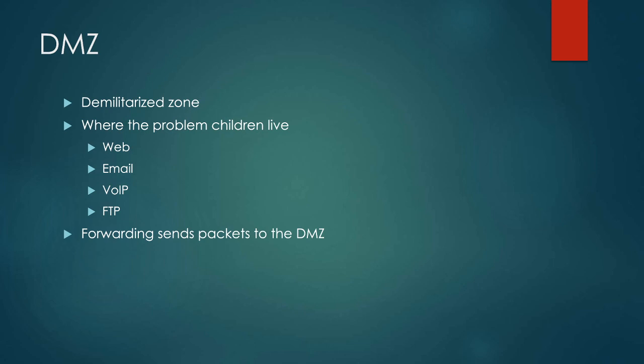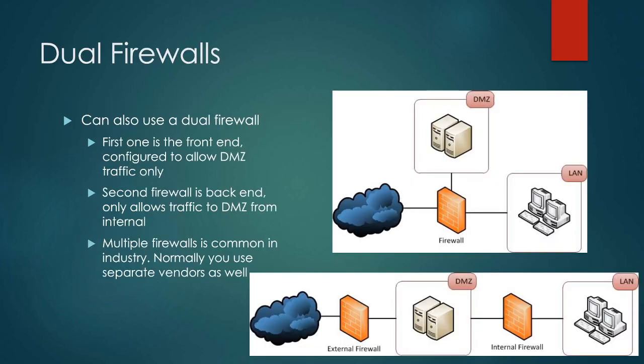The most common things that you'll see in a DMZ is going to be a web server, your email server, a VoIP server, or if you have an FTP server. You might also end up seeing dual firewalls. So you can use a single firewall and from the internet have that firewall either allow packets to come into your local network or redirect them to a DMZ.